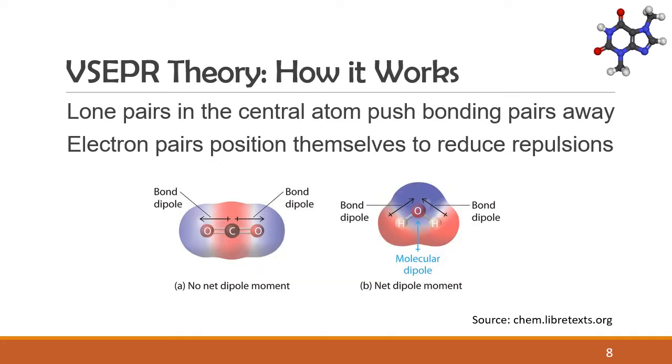How does the VSEPR theory predict geometric shapes? By understanding how the electron pairs in the central atom behave, we can determine what their effect will be to the orientation of the terminal atoms. For instance, in the molecule carbon dioxide, carbon shares all of its valence electrons with the 2 oxygen atoms. This results in a linear orientation. On the other hand, in the water molecule, the 2 electron pairs in oxygen that do not participate in the bonding cause the hydrogen atoms to bend.